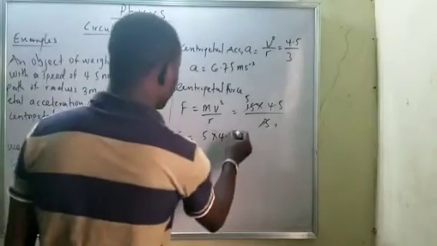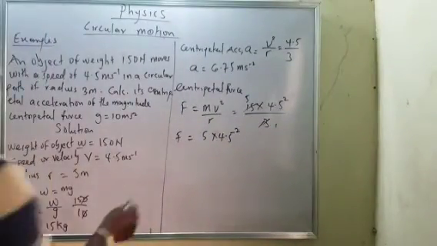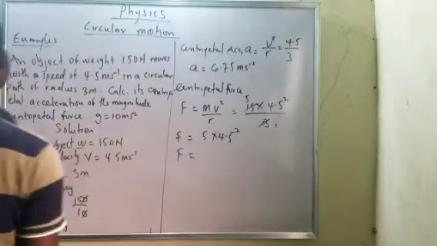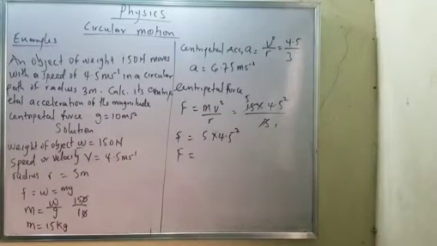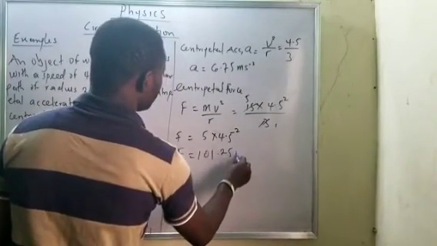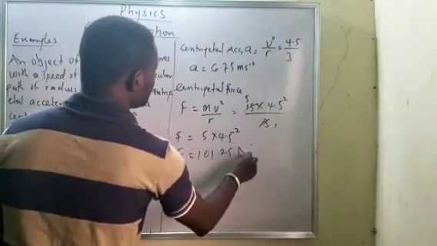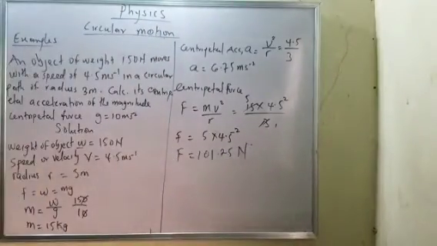there must be a square here. Now, with the help of my calculator, I'll be having my force equals to, I'm pressing my calculator anyway, which is I'll be having 101.25 meter per second squared. I mean, Newton. That is my answer.